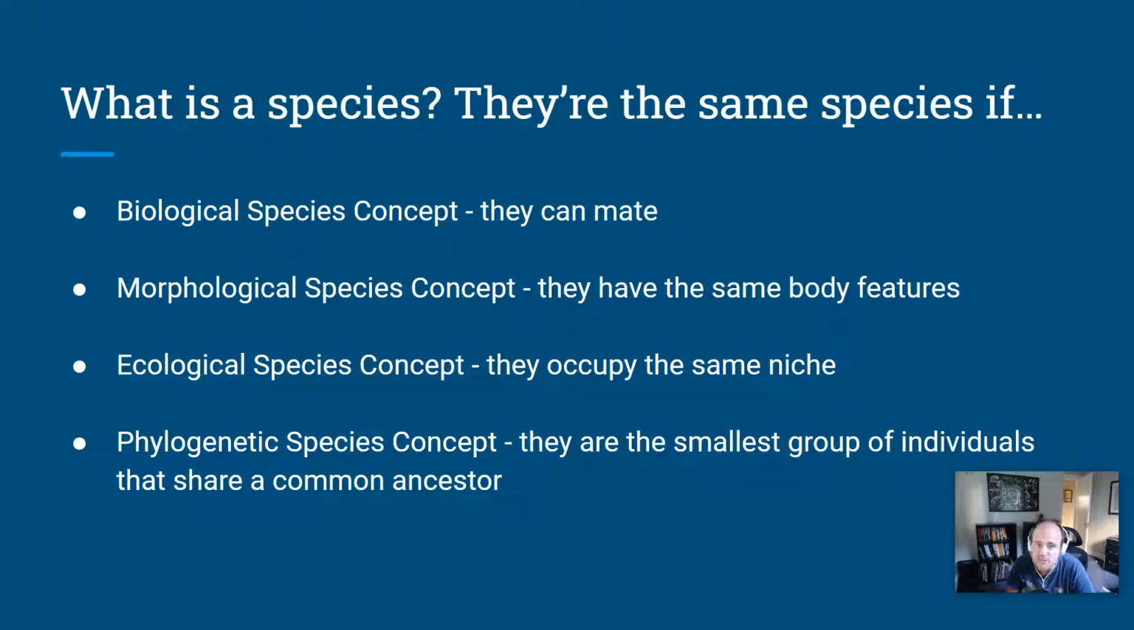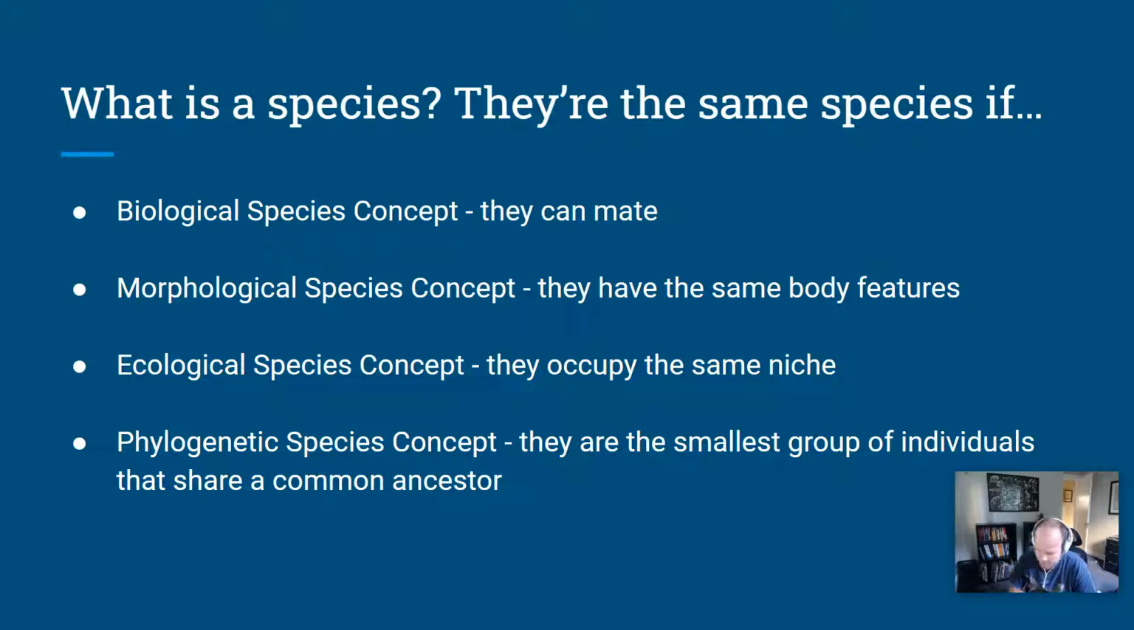The morphological species concept, this is more when we were talking about cladograms: do they have the same body features? So some of those derived characters we were talking about. Ecological species concept: if they occupy the same niche, they're the same species, because otherwise one of them would have been driven out. And then our phylogenetic species concept: they're the smallest group of individuals that share a common ancestor, or one branch on a phylogenetic tree.